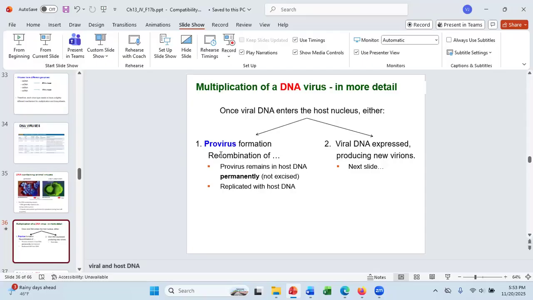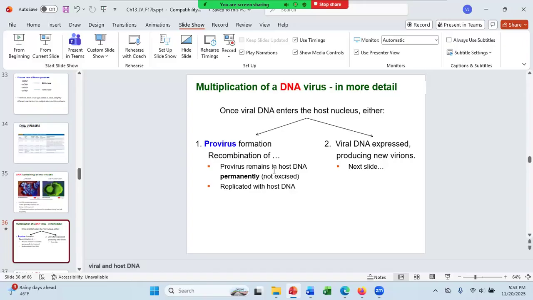If this happens, the provirus remains in the host DNA permanently, meaning the viral DNA is never excised from the DNA of that cell. For as long as that cell is alive, that cell will have the viral DNA in its DNA. And the viral DNA can be replicated with the host cell DNA, in which case you'll get two daughter cells, each containing the viral DNA. Any question about any of that?